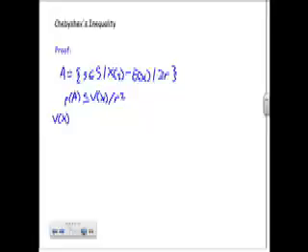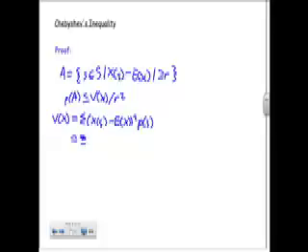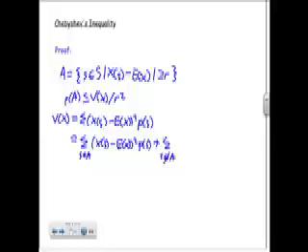Note that the variance of x is equal to the summation of (x(s) minus E(x)) squared times the probability of s, which is equal to the summation over the outcomes in A of (x(s) minus E(x)) squared times the probability of s, plus the summation over the remaining outcomes of (x(s) minus E(x)) squared times p(s).